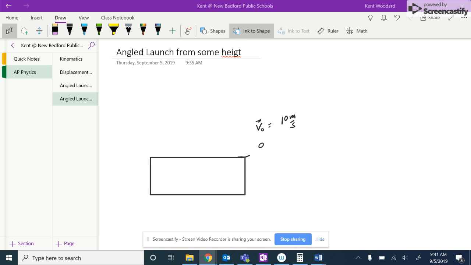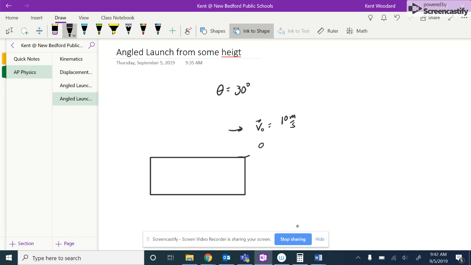Okay, so let's look at a problem that's similar to the last one. Only this time, the angled launch is happening from some height that we're not going to neglect. So imagine you have a ramp on your desk, and you roll a marble down the ramp, and the ramp leaves at some angle, 30 degrees. So theta is equal to 30 degrees above the horizontal with some initial velocity here of 10 meters per second.